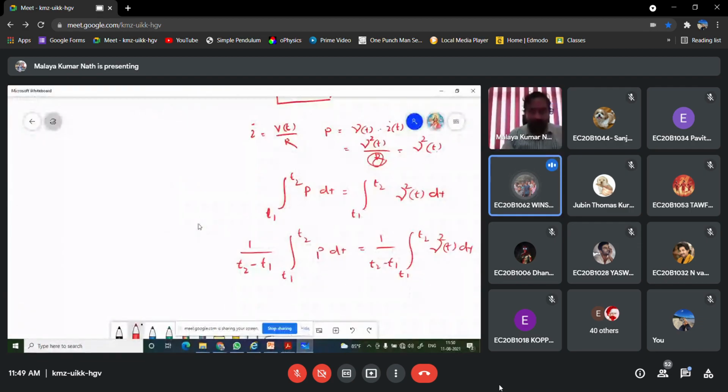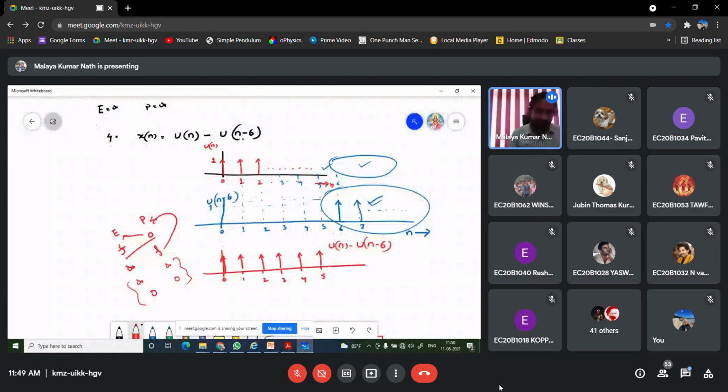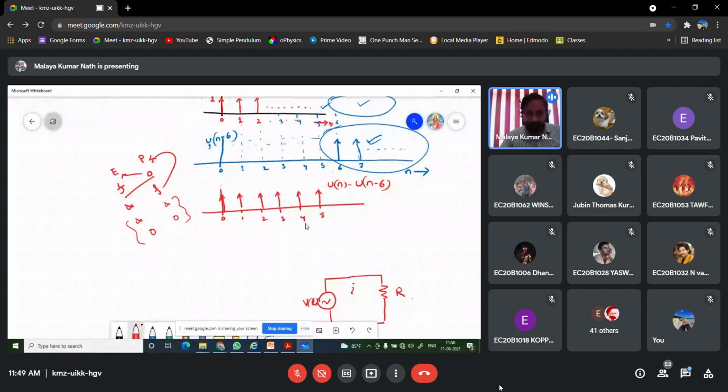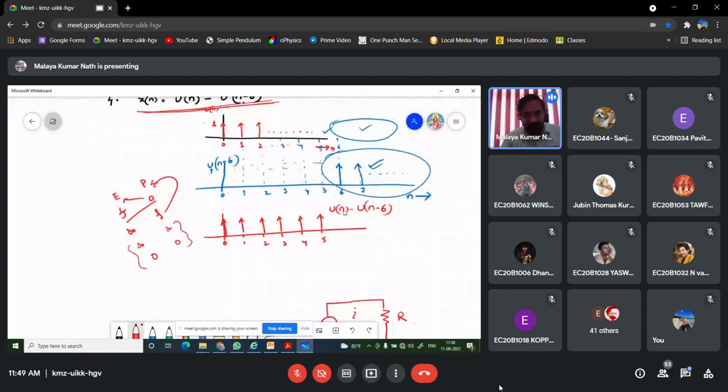Now we come to our point. We are checking one example, x[n] equal to u[n] minus u[n minus 6]. I am interested to calculate what is the power of the signal as well as what is the energy of the signal. I told you how this signal looks, that is, the graphical way of representing the signal. Already I told you that by graphical representation, I can represent u[n] minus u[n minus 6] this way.